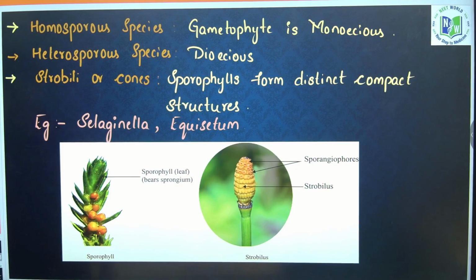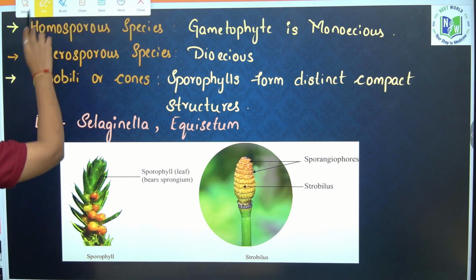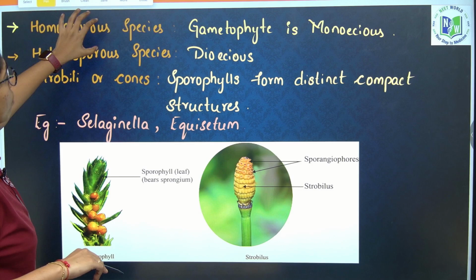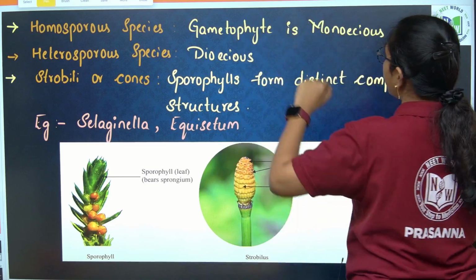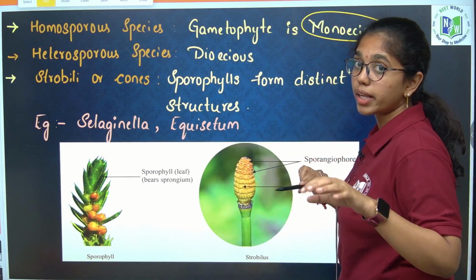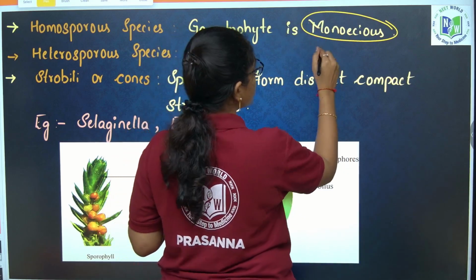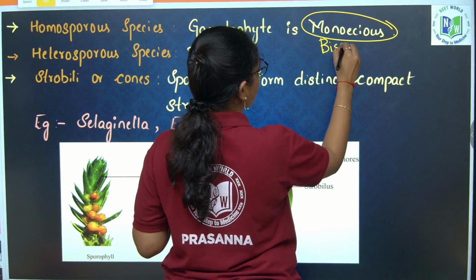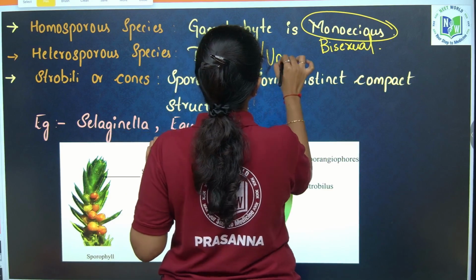So homosporous gametophyte is monoecious. All those plant bodies in pteridophytes which are homosporous, releasing spores of the same kind, their gametophyte is monoecious. Now you have to tell me, monoecious is unisexual or bisexual? Monoecious, always remember, it is bisexual. Monoecious means bisexual. Dioecious means unisexual.